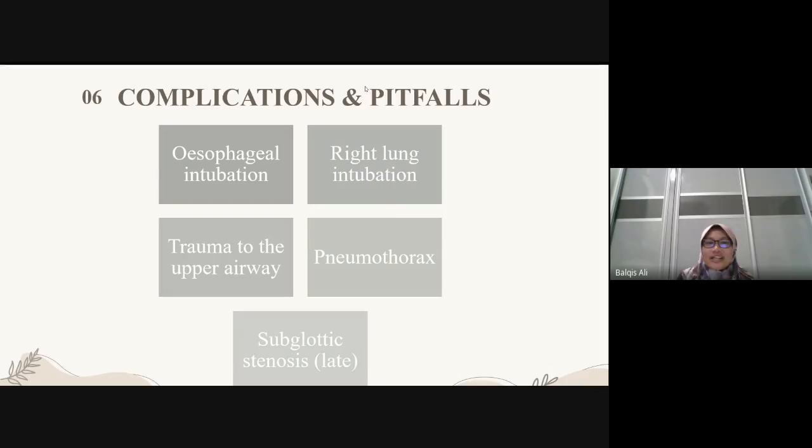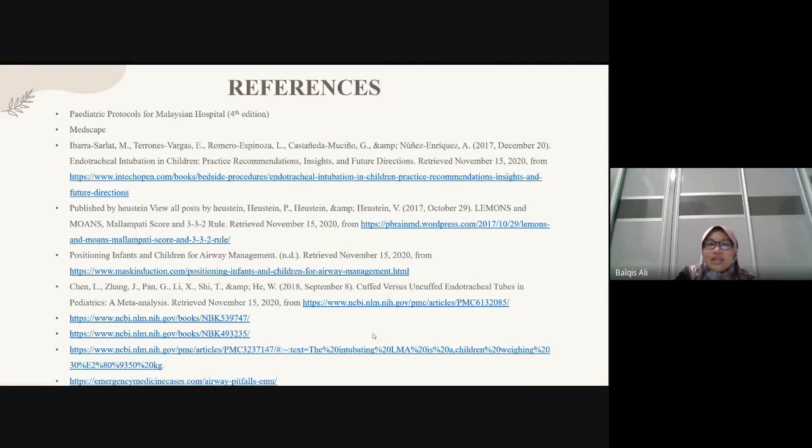Okay, the complications are, of course, trauma to the upper airway, dental injury, and pneumothorax, and the late complication is subglottic stenosis. Okay, I think that is all for me.